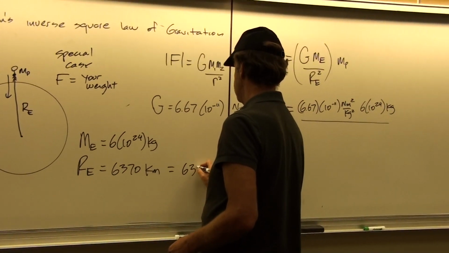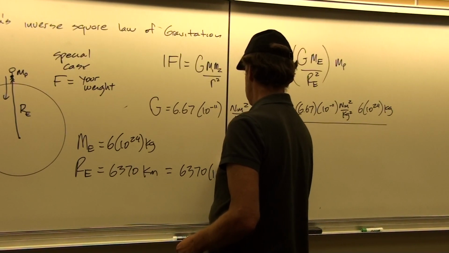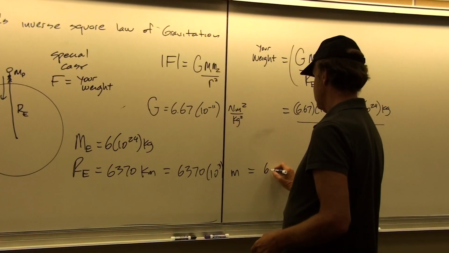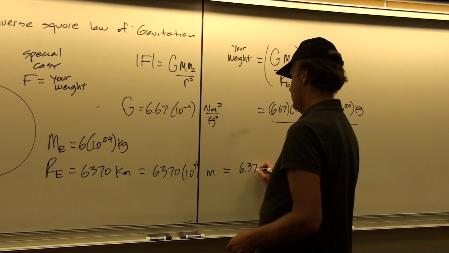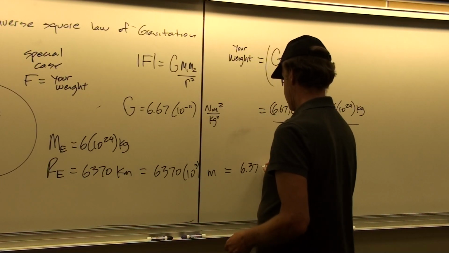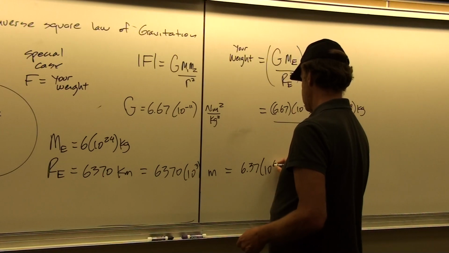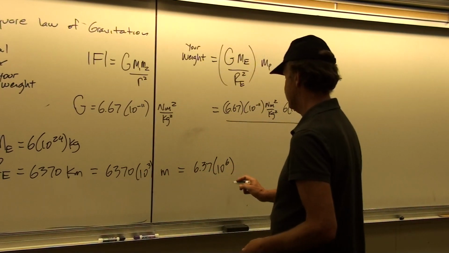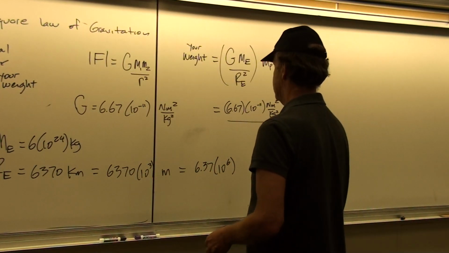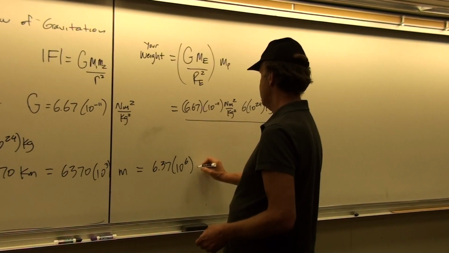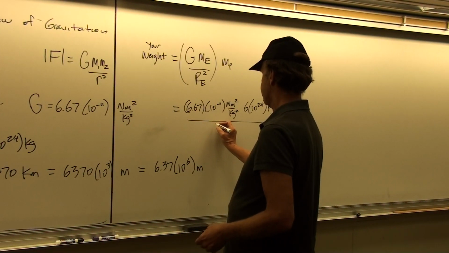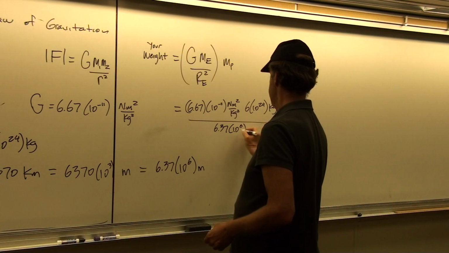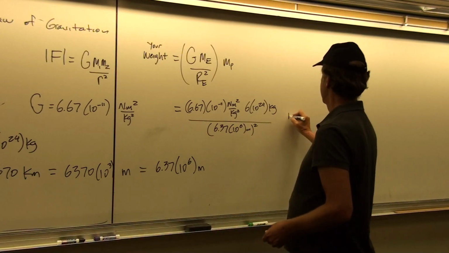Now here, let's just convert this. This is 6370 times 10 to the 3 meters. And so that's going to be 6.37 times 10 to the 6. 6.37, bring this over 3 decimal places. That gives me another factor of 3 there. And so then this is going to be the radius of the Earth in meters, and that'll be squared. And that's times the mass of the person.